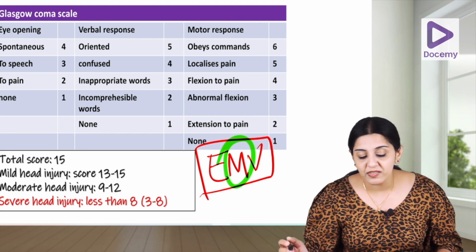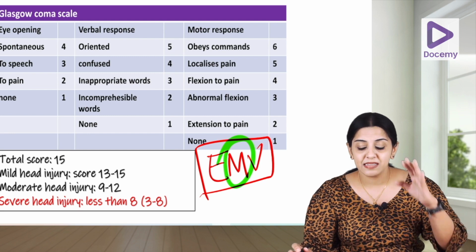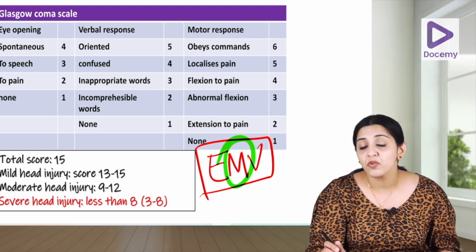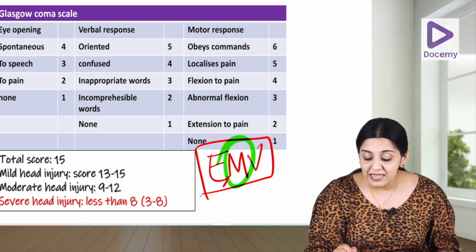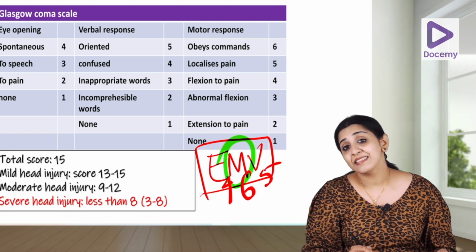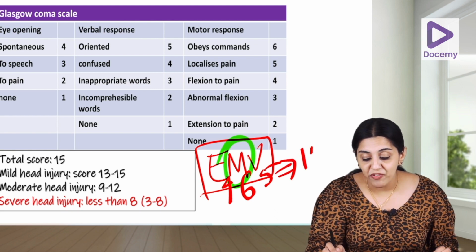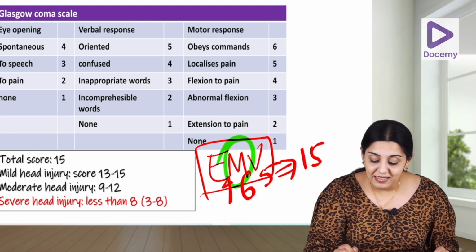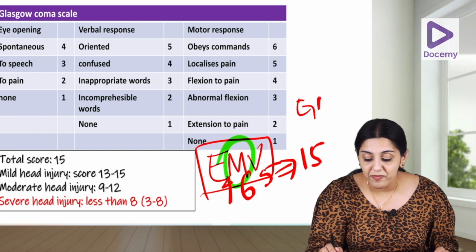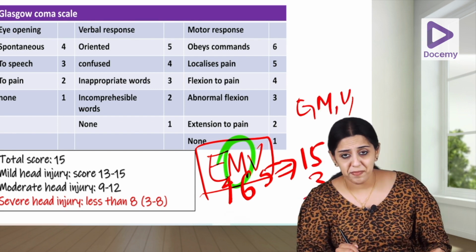Now let's see what EMV is. Eye opening. The normal one is the maximum. What is the maximum score of GCS? It is E4, M6, V5. So the total score maximum is 15, and the least is when there is E1, M1, V1, that is 3. 3 is the least and 15 is the maximum.